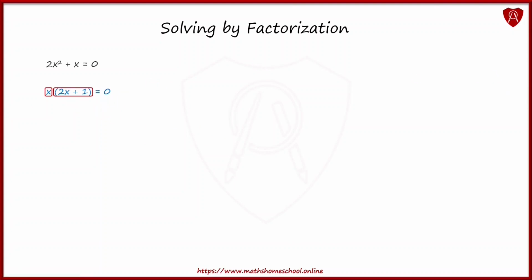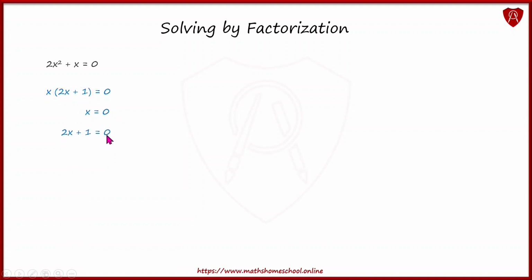When the product of two terms is 0, it means either one of them or both are 0. This is the logic behind our next step. Equate each of the factors to 0 one at a time and simplify. So first one, x is equal to 0. This needs no simplification. It is our first root, our first solution.